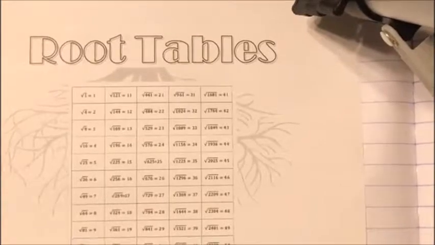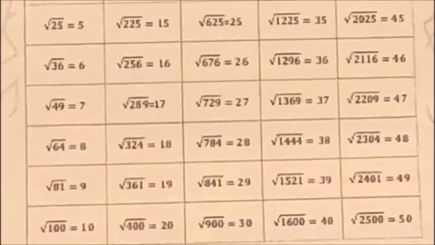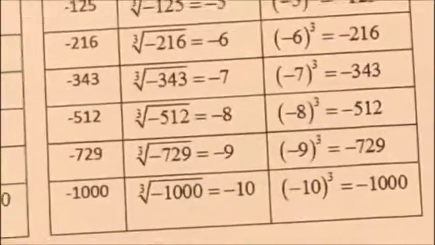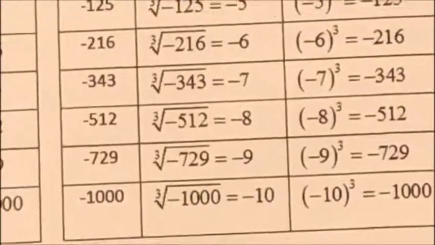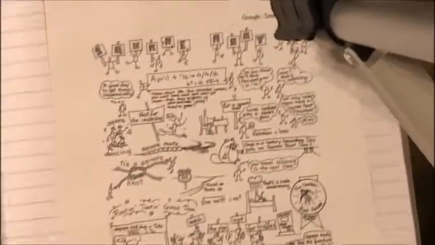All right, so like I said earlier in this lesson, on page 28 you have root tables. So I want to go ahead and look at these with you real fast. Okay, so it basically just gives you the square roots, the perfect squares, up to 50, and then it gives you some cube roots, both positive and negative, all the way up to 10 for cube roots. Okay, and then on page 29, it's really this fun little cartoon that I found, and I thought you guys would enjoy it. All right, so that is the end of lesson 8.